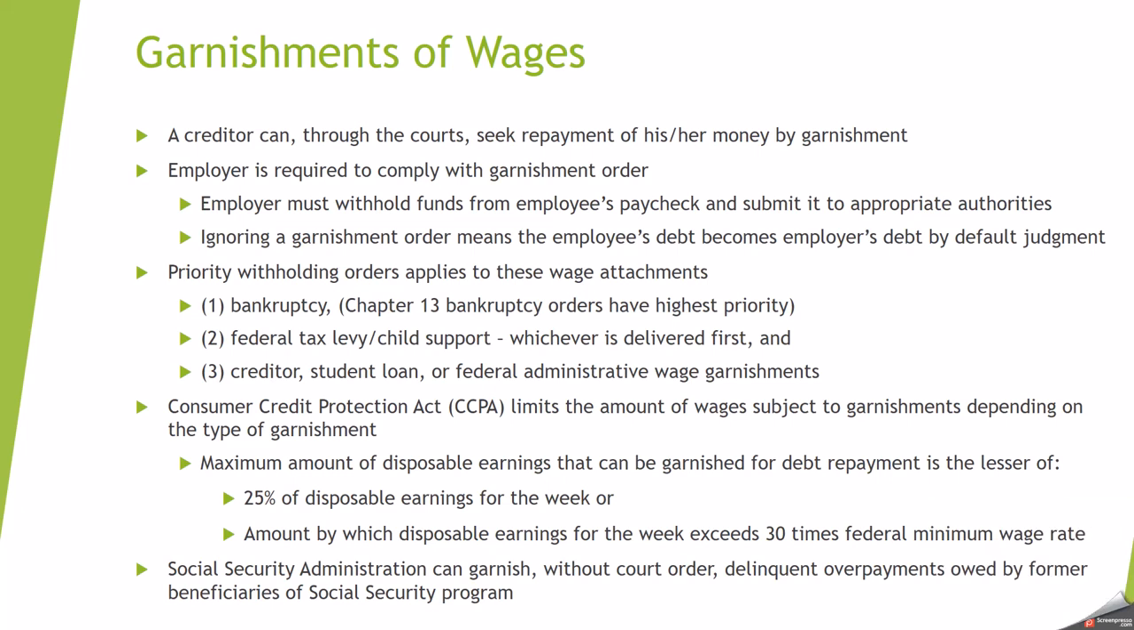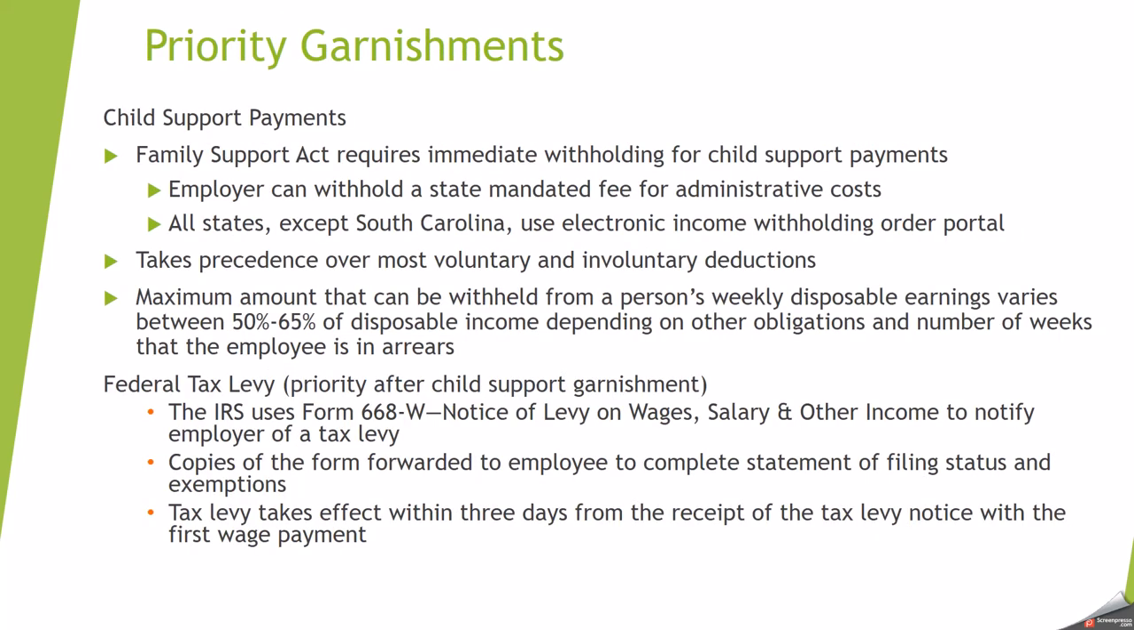So this Consumer Credit Protection Act limits the amount of wages that are subject to garnishment, again, depending on the type of garnishment. The textbook gives you a nice little table of that, so you may want to look back in there. But the maximum amount that can be garnished is 25% of the disposable earnings, or the amount by which those disposable earnings exceed 30 times the federal minimum wage rate. They're trying to protect the lower income people to be able to still have a check to pay their bills and things like that.